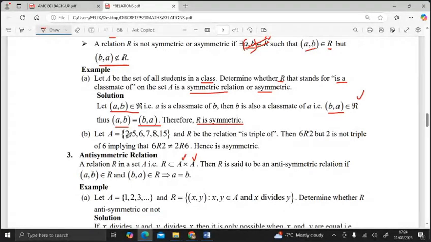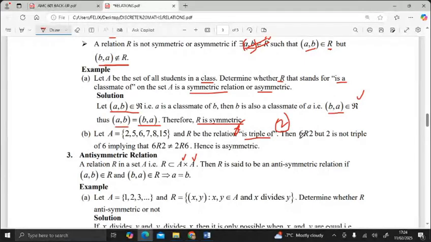And if this is the case, therefore, we see that R is symmetric. If we look at set A, with the elements 2, 5, 6, all the way to 15, and R is the relation "is triple of". Is 2 triple of 6? No, 6 is triple of 2. That is okay. If we slot that in here, we have 6 here, and then we have 2 there. That is true. 6 is triple of 2.